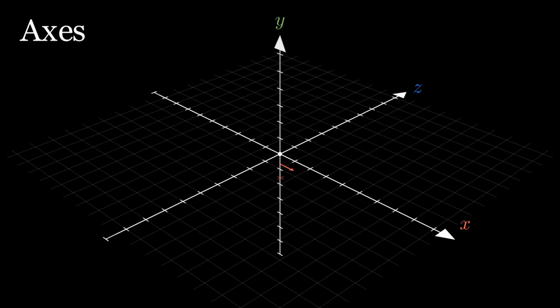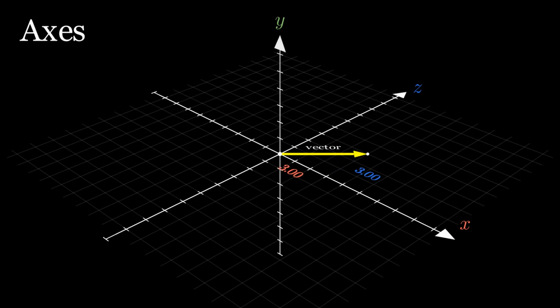If we want to move to the right, we move along the positive x direction. But if we want to move to the left, we move along the negative x direction. And this logic is the same for all axes. So to move up, we move along the positive y direction. And to move down, we move along the negative y direction. To move backward, we move along the positive z direction. And to move forward, we move along the negative z direction. So using these three axes, we can move to any point in a 3D world.